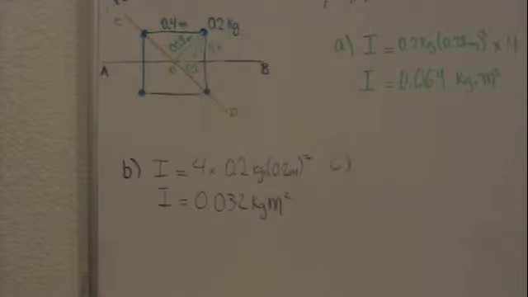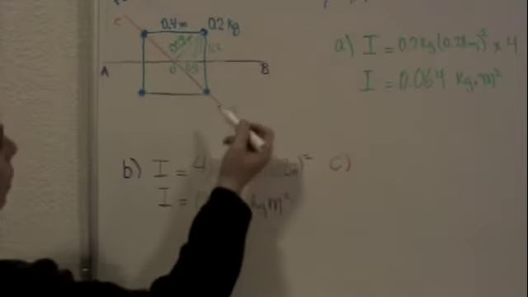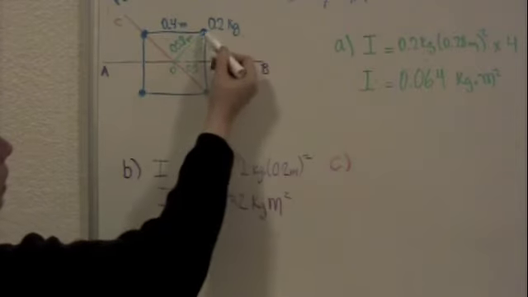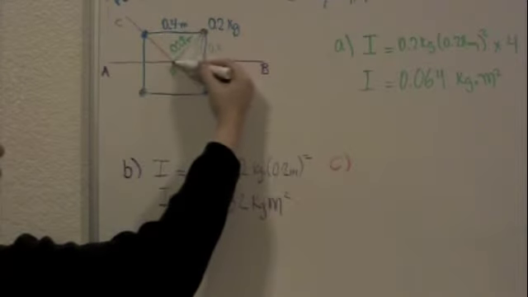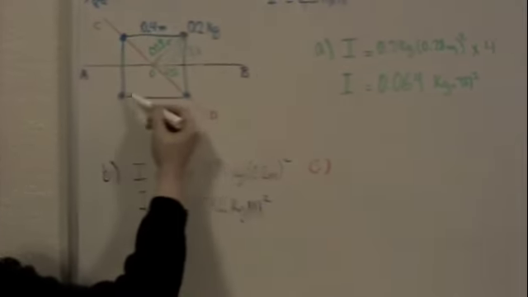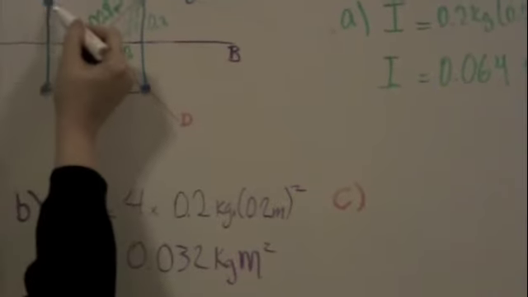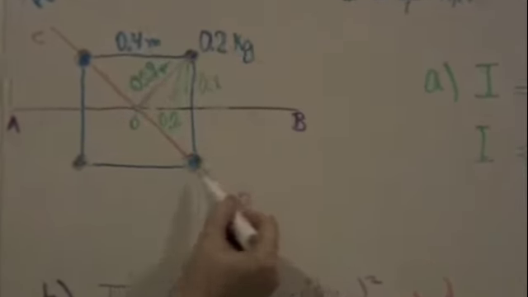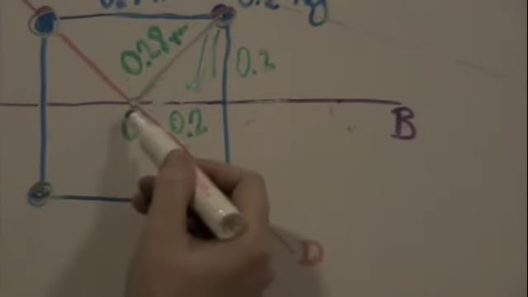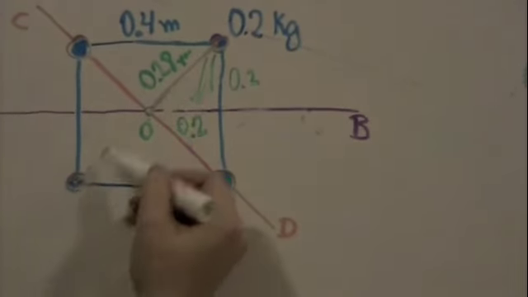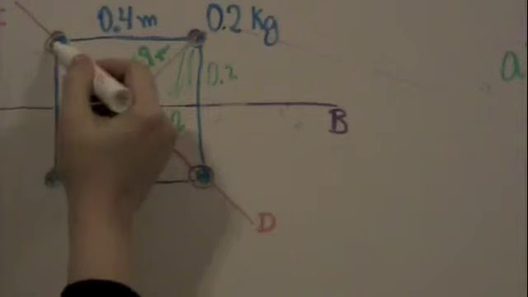All right, and then let's do the last one, C. So C is kind of cool because these two masses here, this one and this one, are at a distance 0.28 from this axis, right? But these other two masses are right on top of it, so the distance is 0 in that case, okay? These two are at 0.28, this and that, but those two at a distance 0.